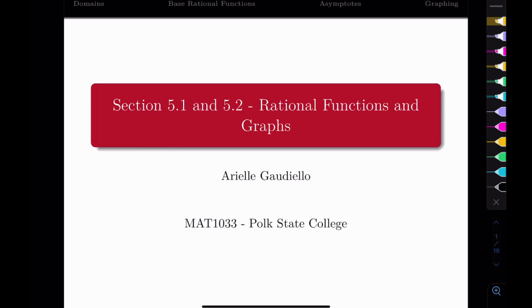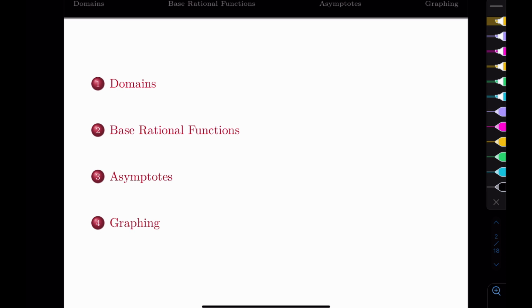Now we're going to move into rational functions, and we're going to talk today about the functions, their graphs, their domains, and all of those kinds of properties. So we're going to go through four key things. We're going to first go through what is a rational function, and talk about how to find the domains.